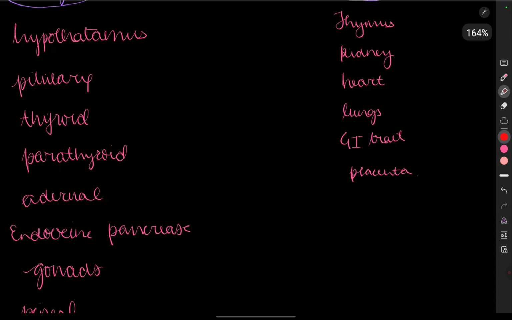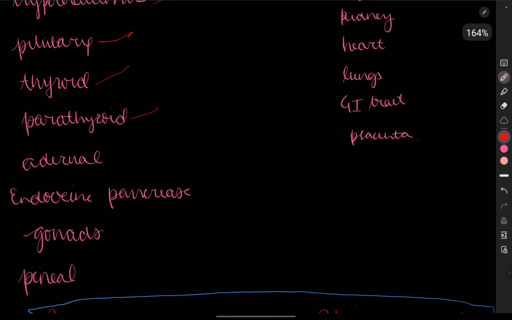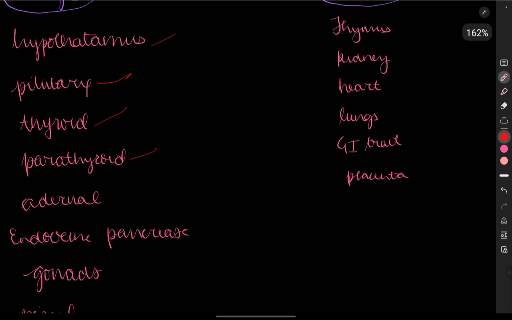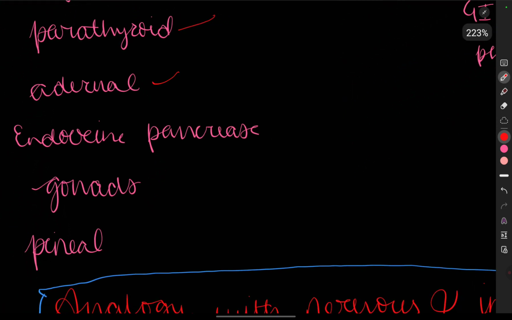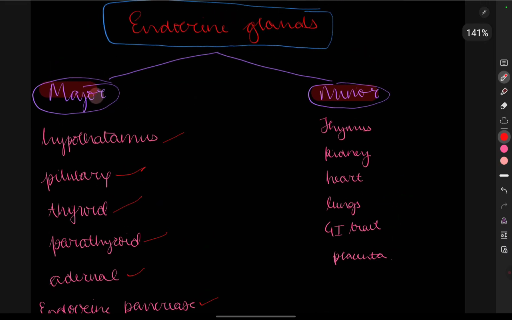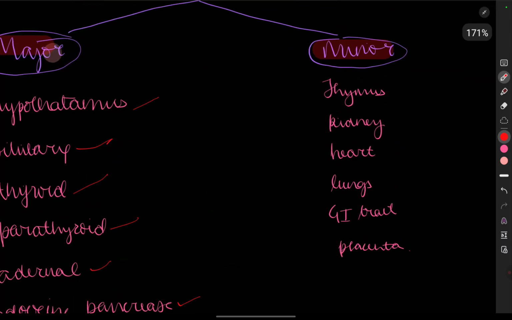We have hypothalamus and pituitary. Just remember it together. Then we have thyroid and parathyroid. You also have to remember it, because thyroid and parathyroid and hypothalamus and pituitary, the location is nearby, so you can easily remember it. Adrenal, endocrine pancreas, gonads, and the pineal gland. These are the major endocrine glands.